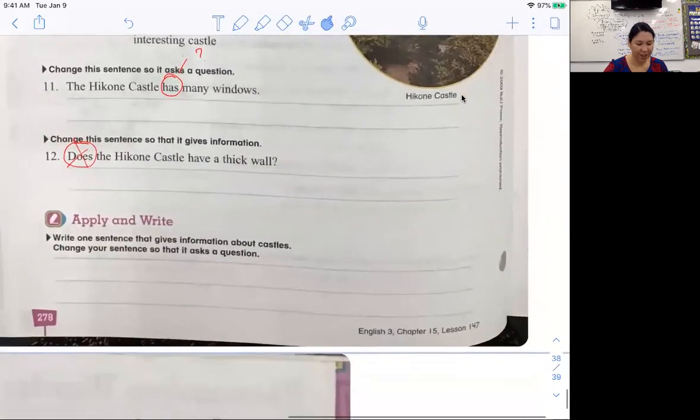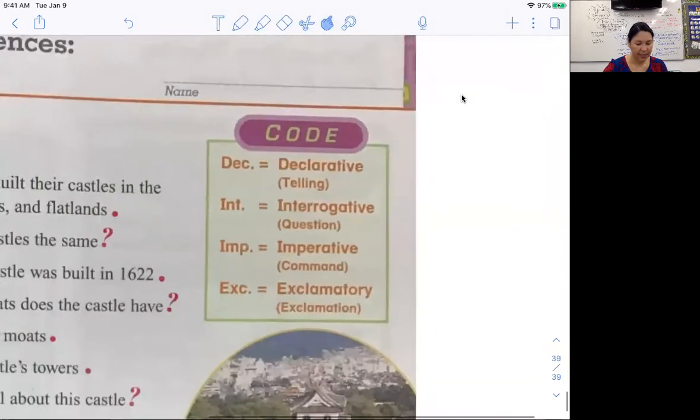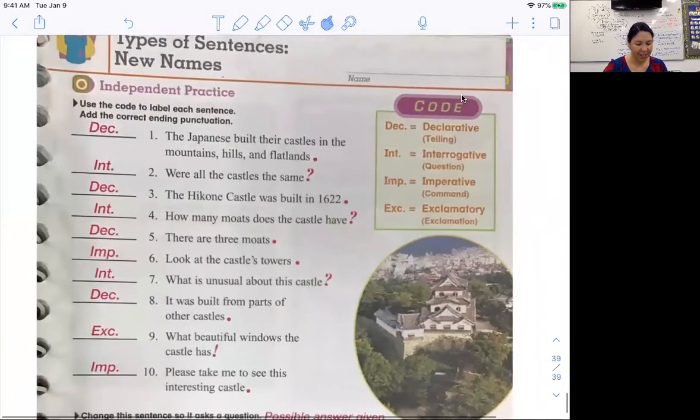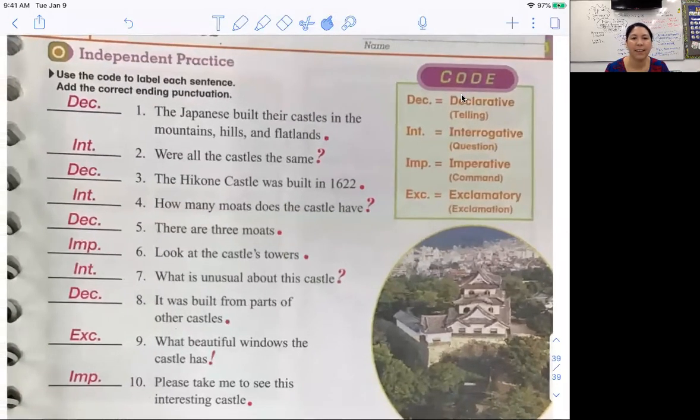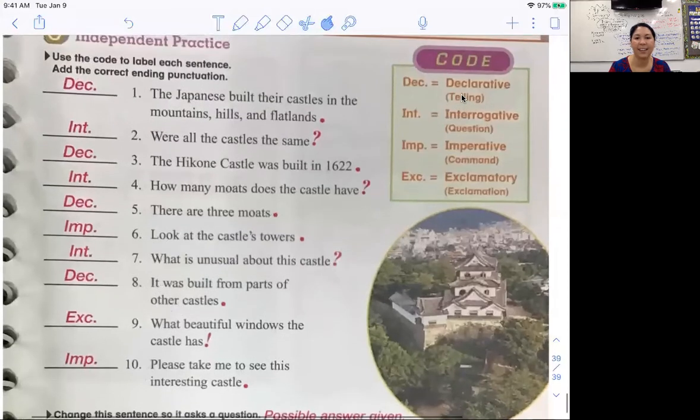Okay, here we go, guys. I'm going down. All right, so here is 1 through 10. Check those carefully. See if you put them all correct. There were 2 imperatives, 6 and 10. 6 is just ordering you. Look at the castle's towers. Look at them, like do it, right? The number 10 is a kind of like a polite way. Please take me to see this interesting castle.